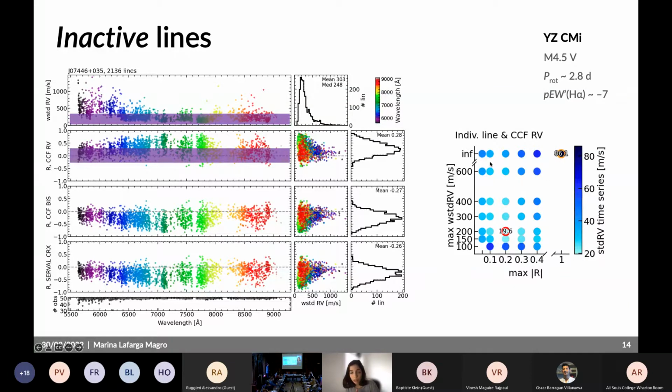You can see that for the initial sample of lines, using all the lines with no cuts on the scatter of the lines or on the correlation coefficient, we had an initial scatter of about 90 meters per second. By applying these different cuts and decreasing the number of lines towards those that seem to be inactive, we get a scatter of about 20 meters per second. So we are decreasing the number of lines, which decreases the amount of information we have, but the scatter decreases. It seems we are effectively removing something related to activity.